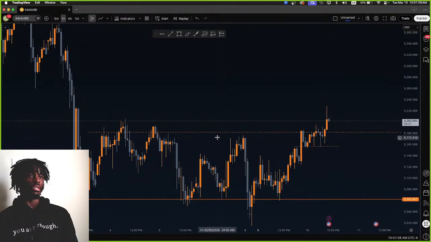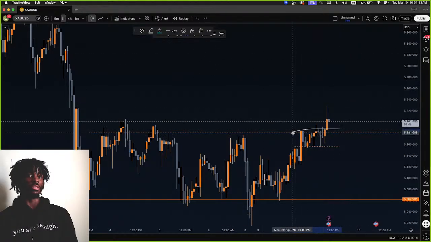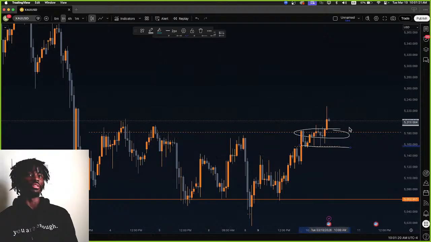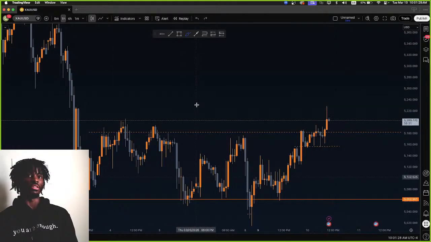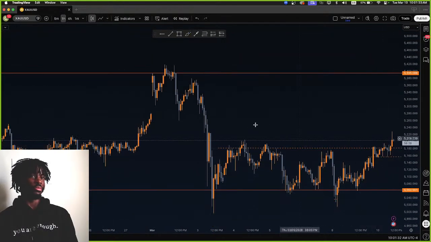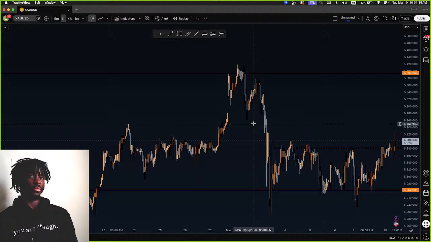Now it's a matter of, is price going to come back down into this area? If price comes back down and holds as support and fails to break back below here, then there's a high probability that the market could create a higher low here and potentially continue to keep going back up into the highs.